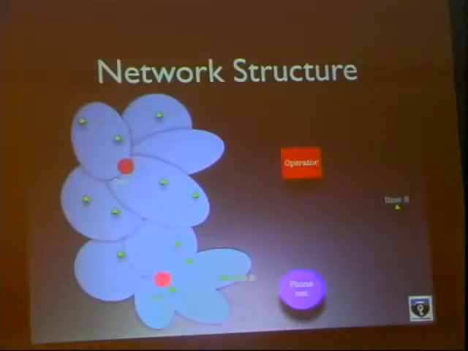Okay, so we're leaving now the mobile device security and going on to the network structure. So this is how a mobile network looks like. We have the little green triangles. These are our users. You have the big red dots. These are our cell towers. And the blue blobs are basically the cell areas that are covered by the antennas on the cell tower. So each cell tower has multiple antennas, and each of the antennas covers a section that is roughly ellipsoid.